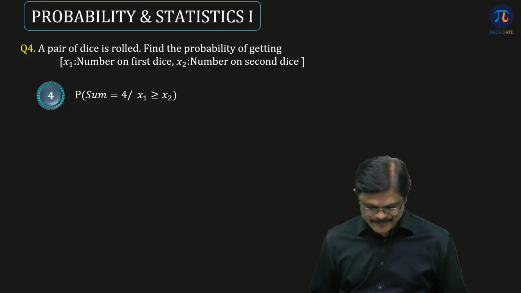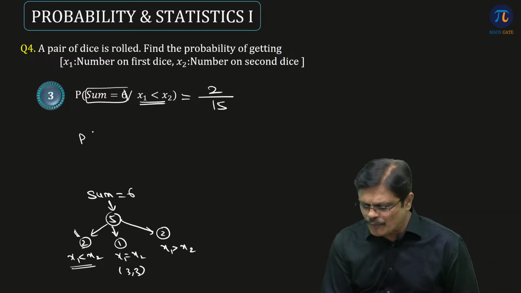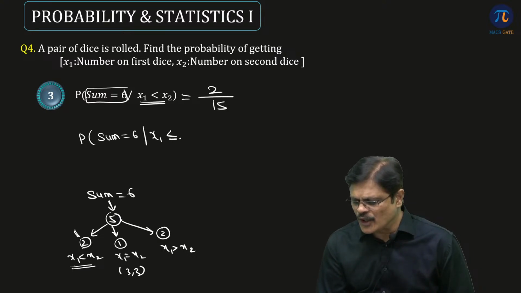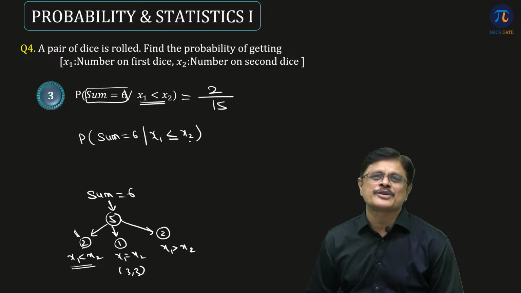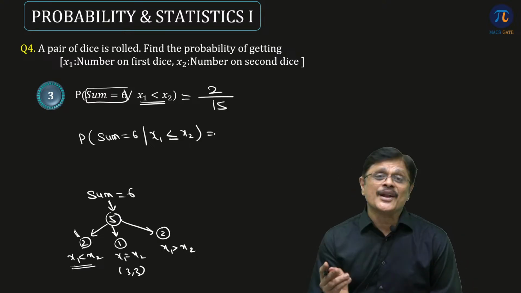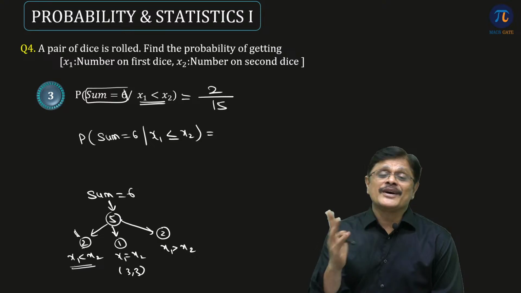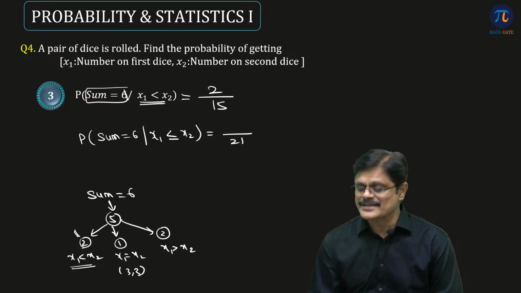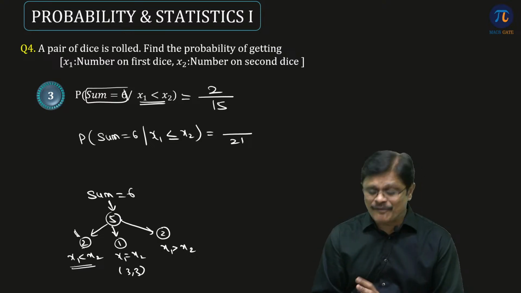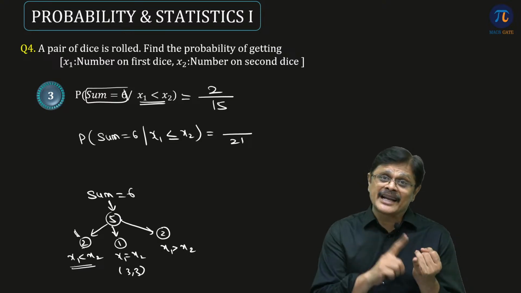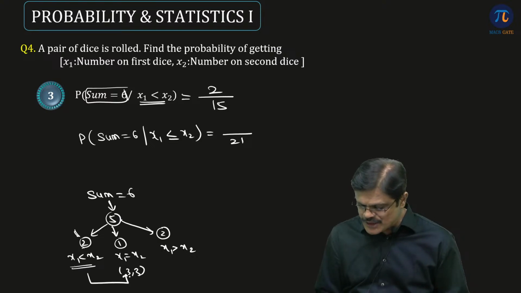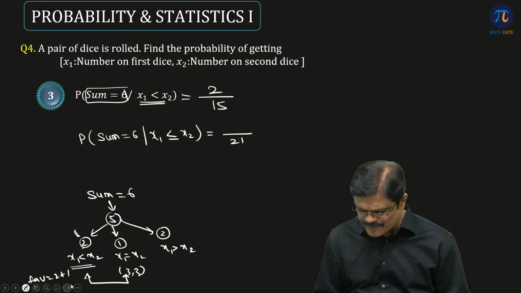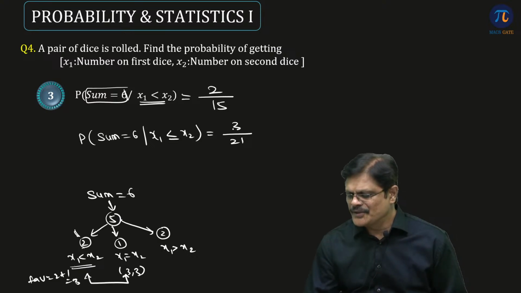Actually, if I ask what about sum is equal to 6 when x1 is less than or equal to x2? Then x1 less than x2 is 15 cases, x1 equal to x2 is 6 cases, total 21 cases. Out of 21, how many are favorable for sum is equal to 6? Either less than or equal to happening, that is these 2 cases plus 1. So favorable cases are 2 plus 1, which is 3.